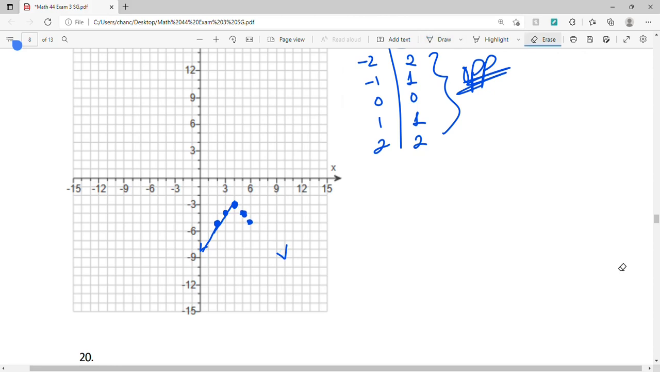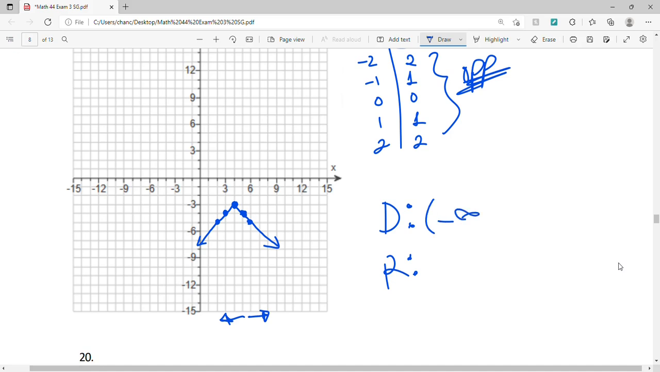Let's draw that a little bit better. We have an upside down V. And we'll finish off the problem by stating our domain and range. It seems to go left forever, right forever. So this is our domain, negative infinity, comma, positive infinity. For the range, it goes down forever. That's negative infinity. But it goes up only to that negative 3. So we have a negative 3 in square brackets.